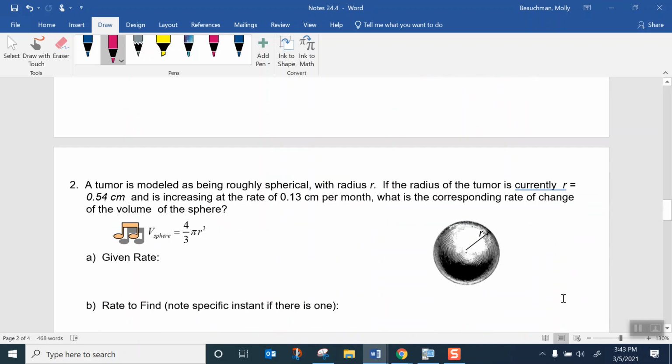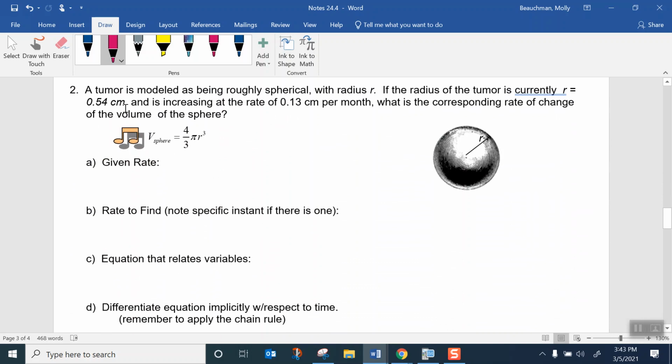All right, so next question. Number 2, a tumor is modeled as being roughly spherical with radius r. So here's our sphere with radius r. If the radius of the tumor is currently r equals 0.54 centimeters and is increasing at the rate of 0.13 centimeters per month, what is the corresponding rate of change of the volume of the sphere? So in this case, we need to know the geometric formula for volume of a sphere. And volume of a sphere is equal to, I'll put it down here, 4/3 pi times r cubed.